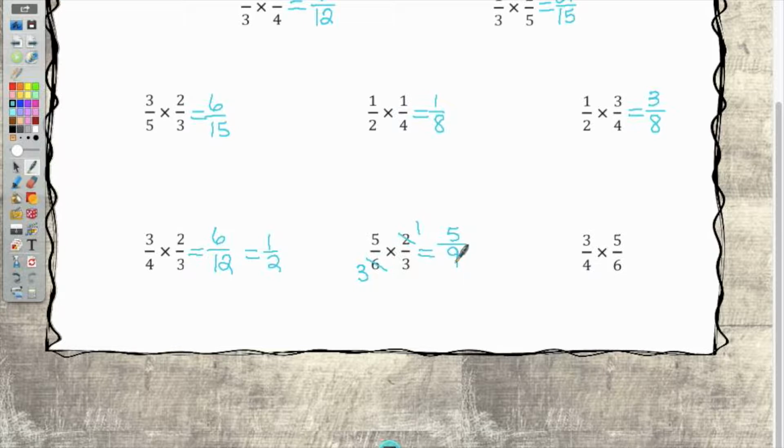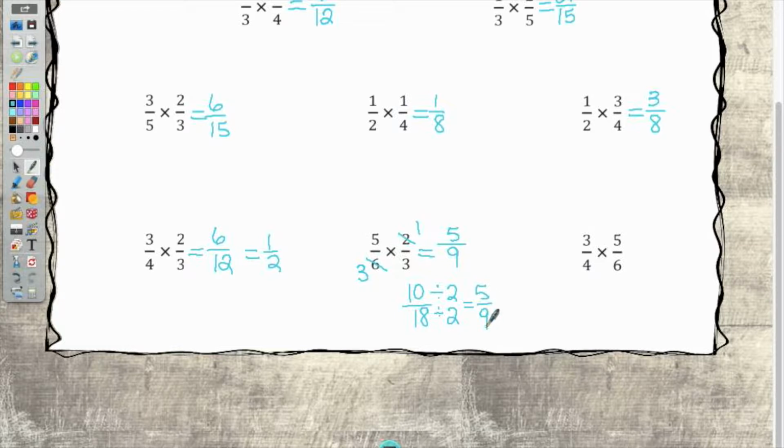Now, what did you get? 10/18? Yeah. And if I divide both of those by 2, I'm going to get 5/9. So there's 2 different ways to get the same answer.